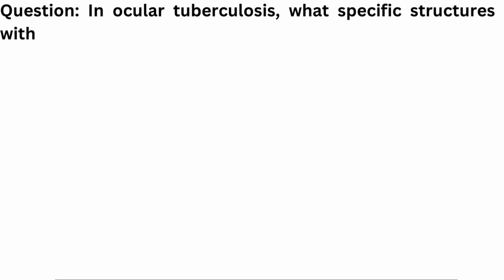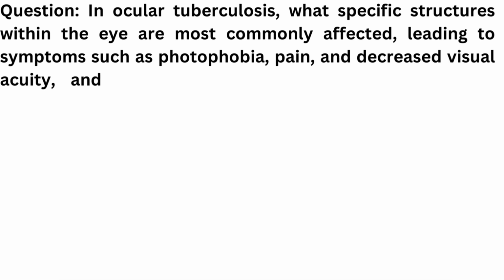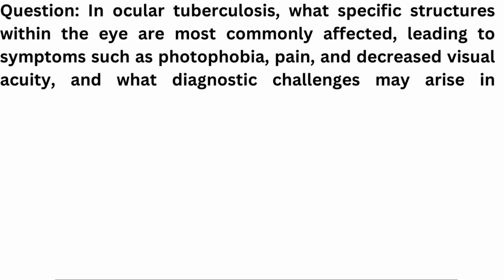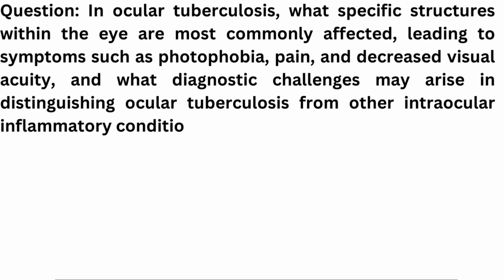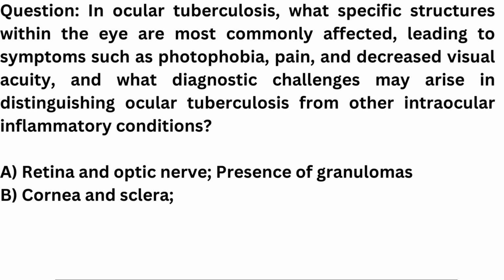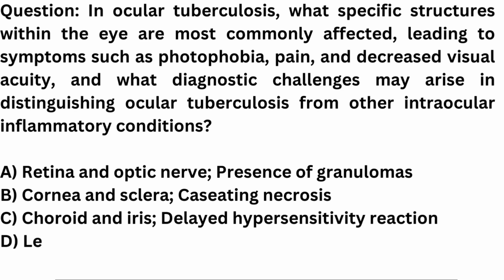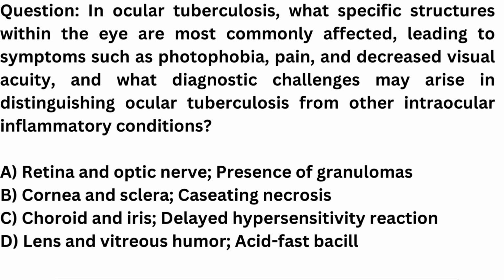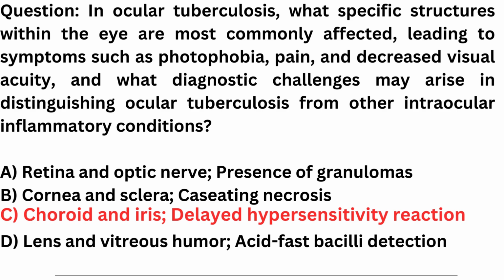Question. In ocular tuberculosis, what specific structures within the eye are most commonly affected, leading to symptoms such as photophobia, pain, and decreased visual acuity, and what diagnostic challenges may arise in distinguishing ocular tuberculosis from other intraocular inflammatory conditions? A. Retina and optic nerve, presence of granulomas. B. Cornea and sclera, caseating necrosis. C. Choroid and iris, delayed hypersensitivity reaction. D. Lens and vitreous humor, acid-fast bacilli detection. Correct answer is C. Choroid and iris, delayed hypersensitivity reaction.